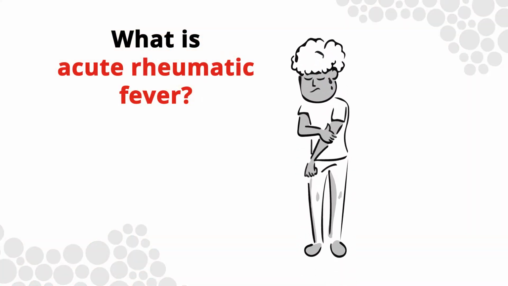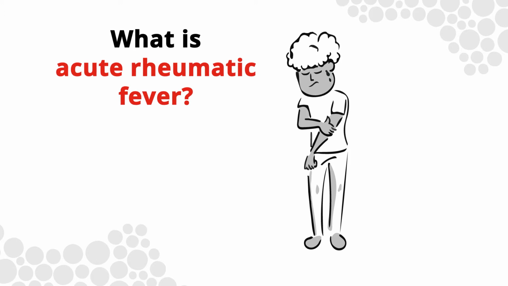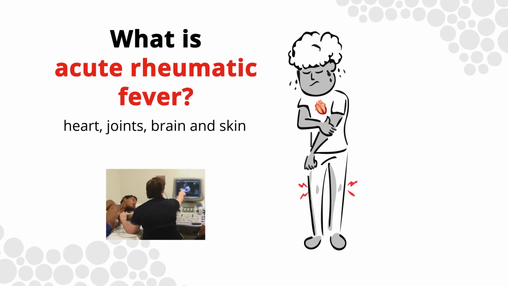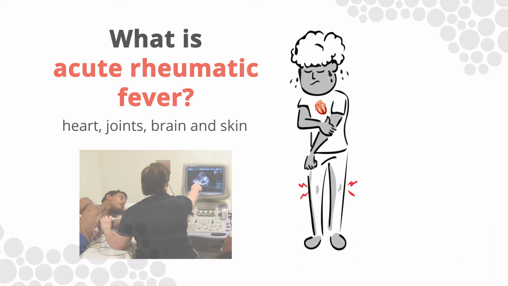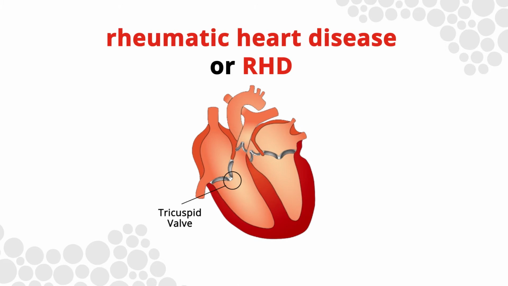Acute rheumatic fever, or ARF, is an illness caused by an autoimmune reaction to infection with group A streptococcus. It causes a generalised inflammatory response which can affect the heart, joints, brain and skin. It can be very painful and requires referral to a specialist and hospitalisation. The damage to the heart valves caused by ARF is called Rheumatic Heart Disease, or RHD.